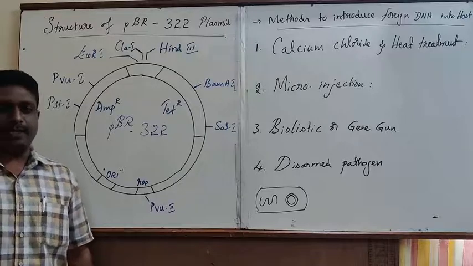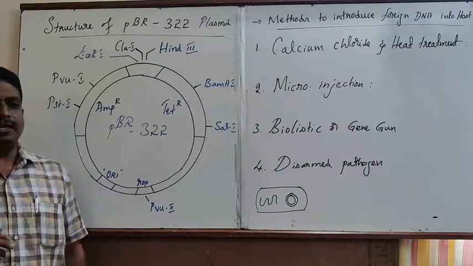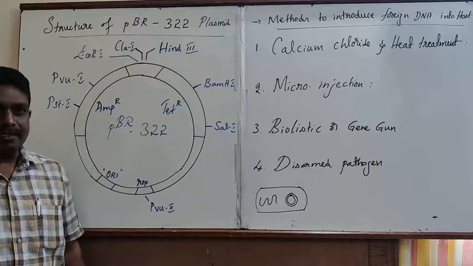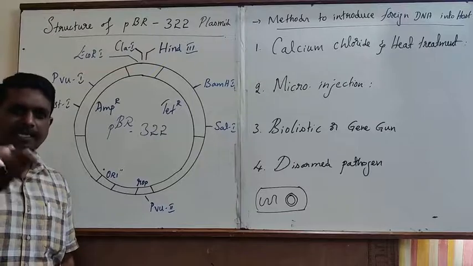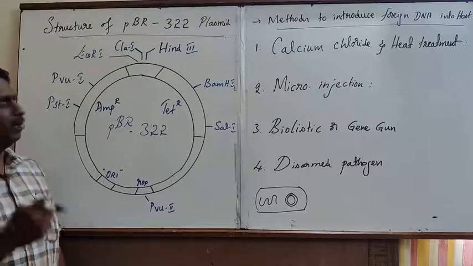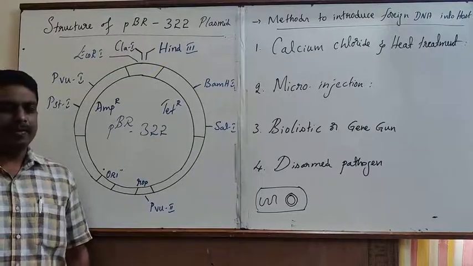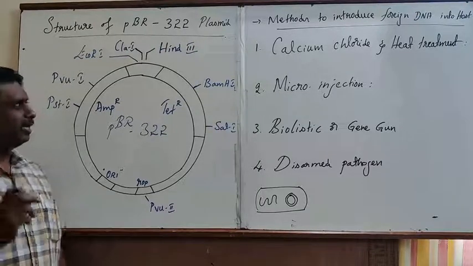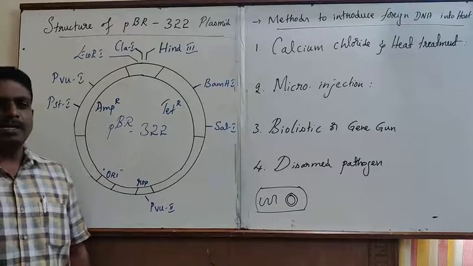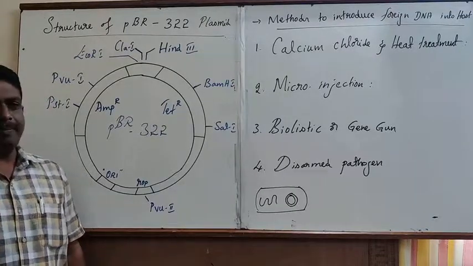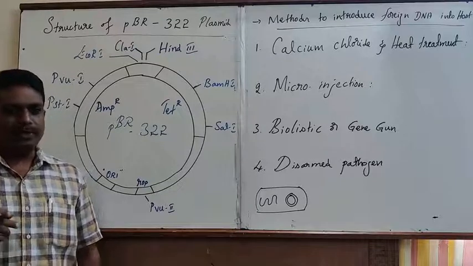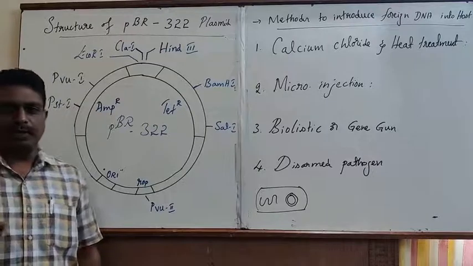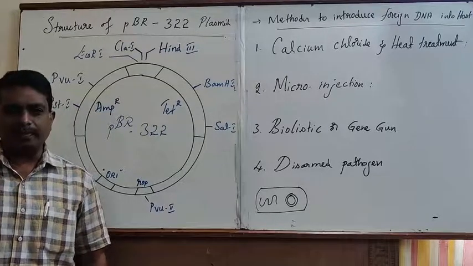The name of the bacterium is E. coli, Escherichia coli. The human intestine is characterized by the presence of a unique bacterium called E. coli. From that E. coli bacterium, a naturally occurring plasmid was discovered. The name of the plasmid is pBR322.